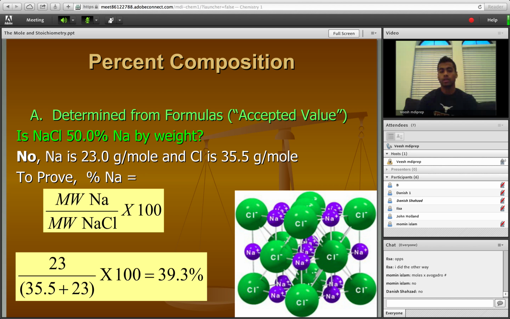Since Na is 23 grams per mole, you would do 23 over the total molecular weight of NaCl, which is 35.5, the molecular weight of the chlorine, added to the 23 of the sodium. Then you multiply that by 100, and you get 39.3. So the percent sodium of that compound is 39.3%.